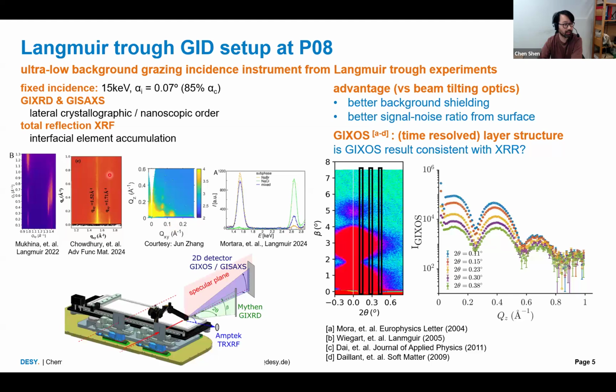And here you see some example data that we get. Here you see the wide angle diffraction data from the Langmuir trough. This is a lipid monolayer. In this case, it is a fatty acid monolayer with a perovskite growing below that. And this is a typical GISAXS pattern from a nanoparticle monolayer. And here you see the fluorescence emission from the bromine, and also from, I think here they put some, I don't remember what the emission is here, from the Langmuir monolayer. And these are the typical data quality that we can get from this setup.